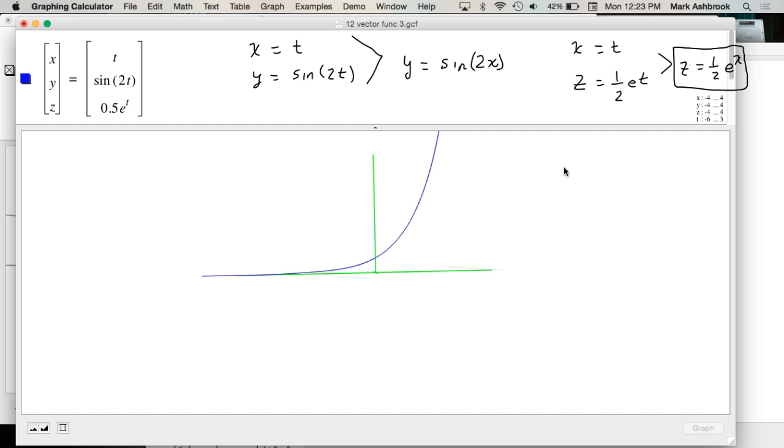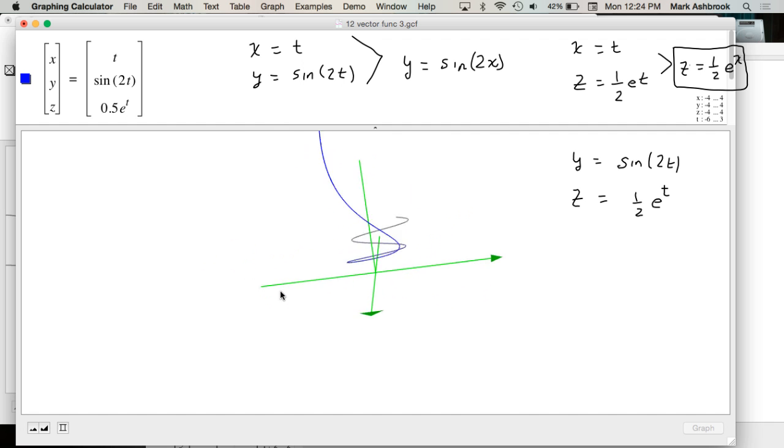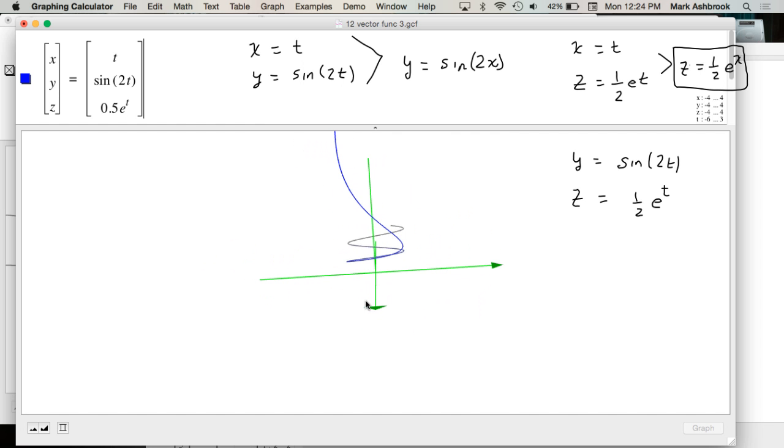Okay, and so then what about y and z? y equals sine 2t, and z equals 1/2 e to the t. What's that? Who knows, right? This is complicated. This is not simple. But we can easily find out what that function looks like by looking down the x-axis. So what does that look like if we look right down the x-axis?